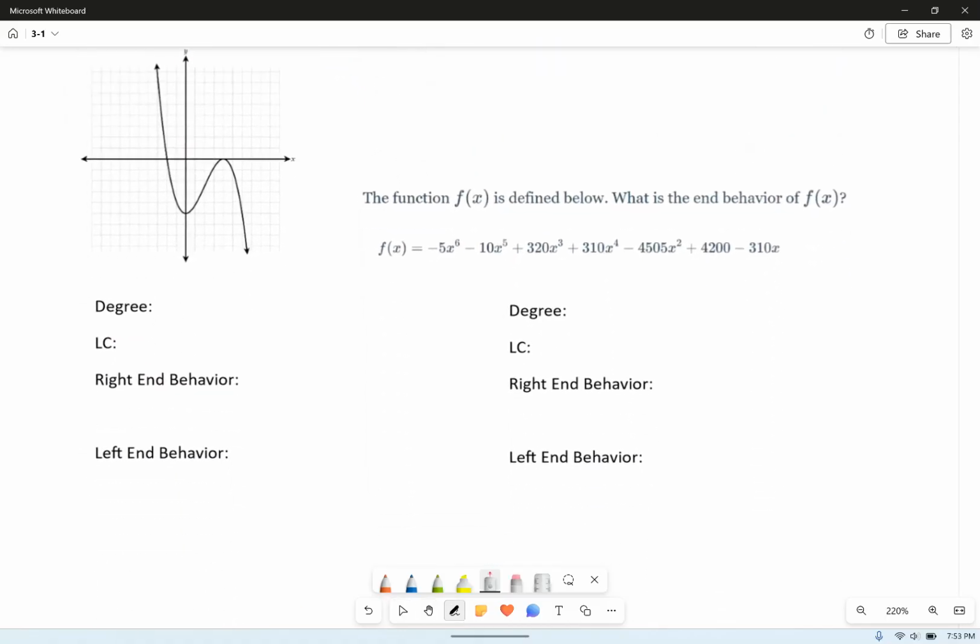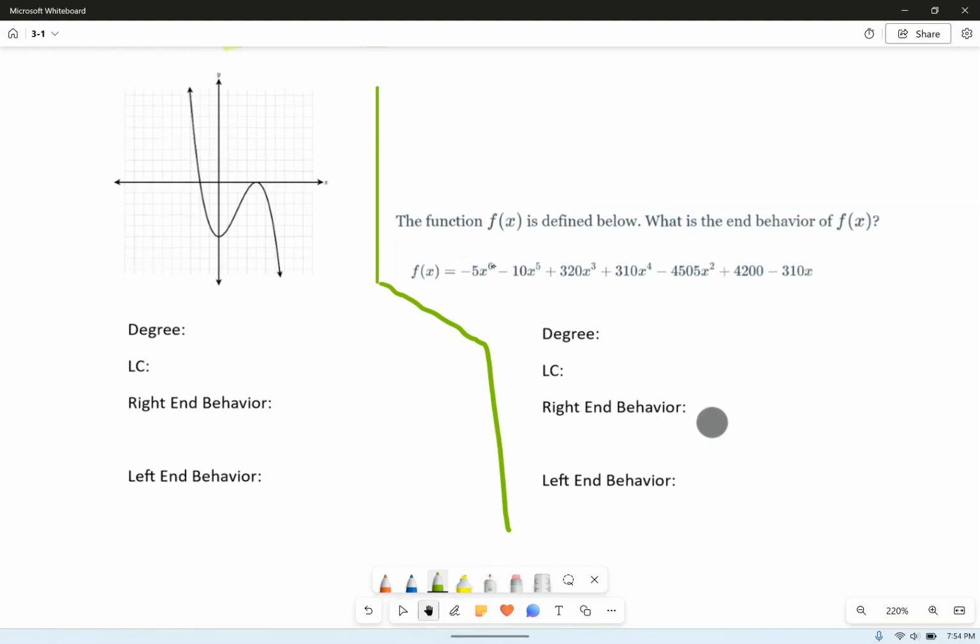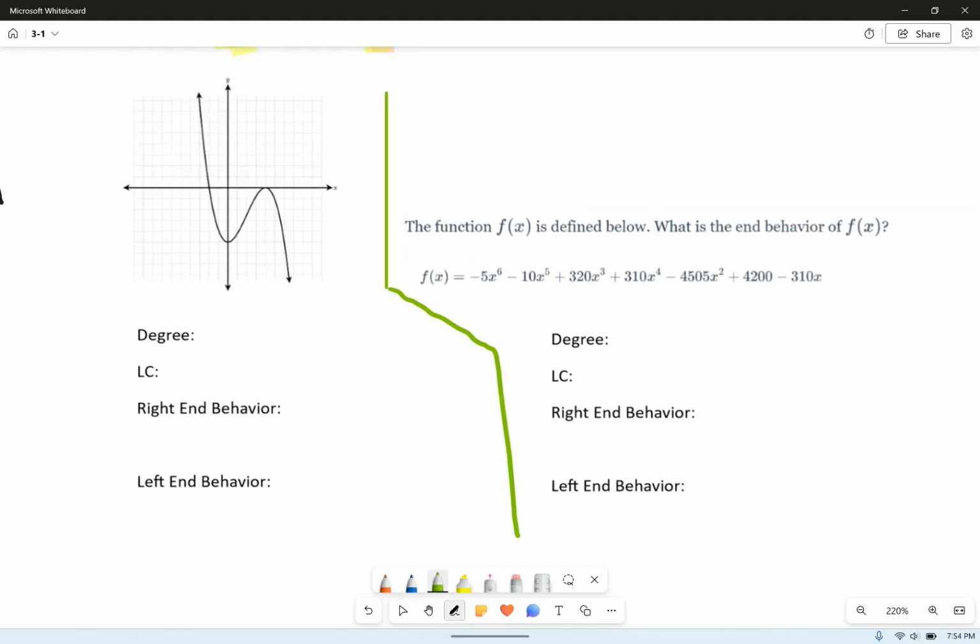Let us do two problems. I want you to please notice that these two problems are actually two different problems. So I'm putting a little divider here so that you know to keep them separate. So let's start with the graph on the left, the graphical representation.